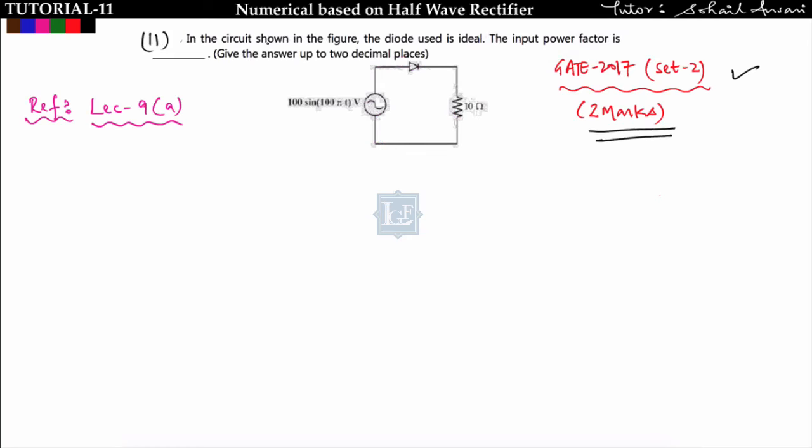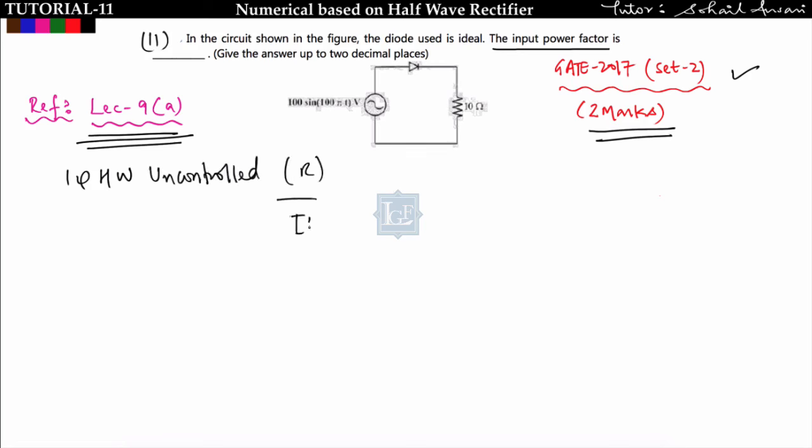Now let us see the last question that has been asked in GATE 2017 set 2 for 2 marks. In the circuit shown in the figure, the diode used is ideal, and you have to find the input power factor. This concept has been discussed in lecture number 9a. This is a single phase half wave uncontrolled rectifier with R load. To find the input power factor, as I have already explained, you have to put P in equal to P out. P in is source RMS voltage times source RMS current into cos phi, equal to P out.